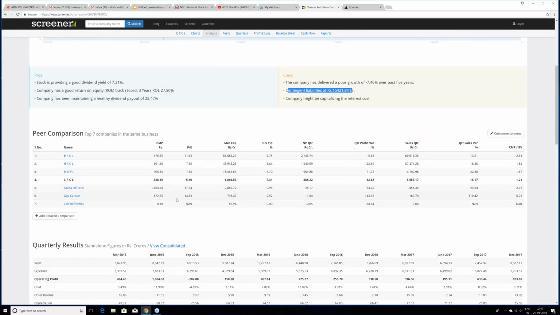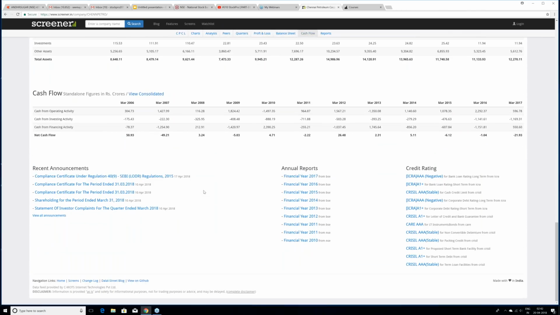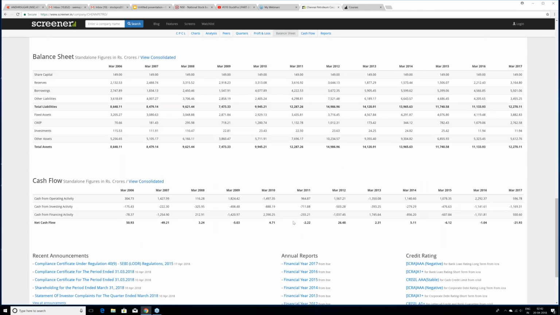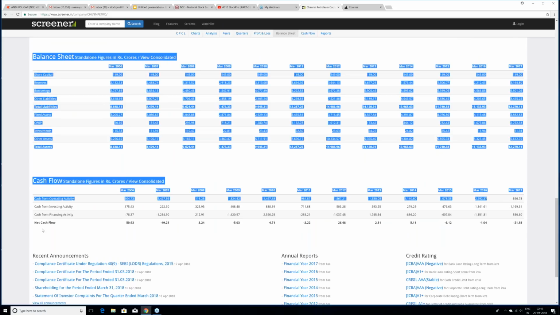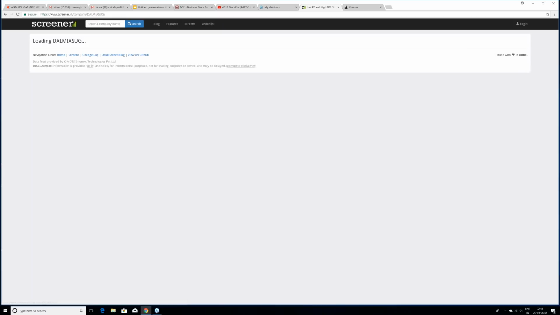And let's look into what's happening to their cash which is generated from the operating activity. Of course it has grown, but again there has been a dip in year 2017. So if you want to invest, I don't think it is good for investment. Let's look into some other company with good market cap. Let's see Dalmia Bharat.